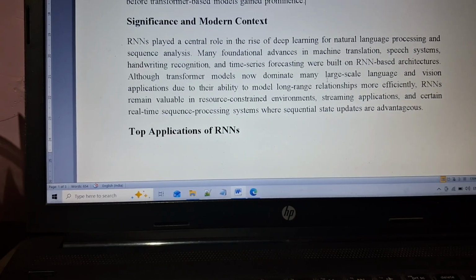Significance and modern context. Recurrent neural networks play a central role in the rise of deep learning for natural language processing and sequence analysis. Many foundational advances in machine translation, speech systems, handwriting recognition, time series forecasting were built on RNN based architectures. Although transformer models now dominate many large scale language and vision applications due to their ability to model long range relationships more efficiently, RNNs remain valuable in resource constrained environments, streaming applications, and certain real time sequence processing systems where sequential state updates are advantageous.